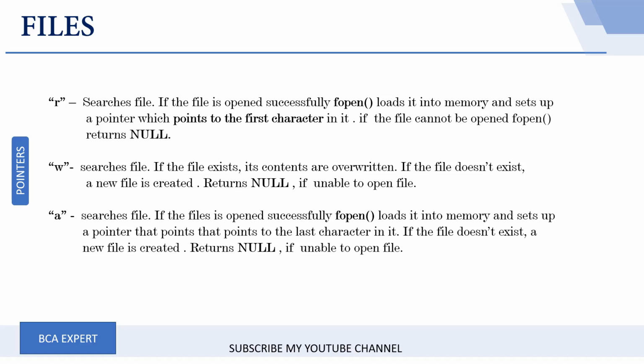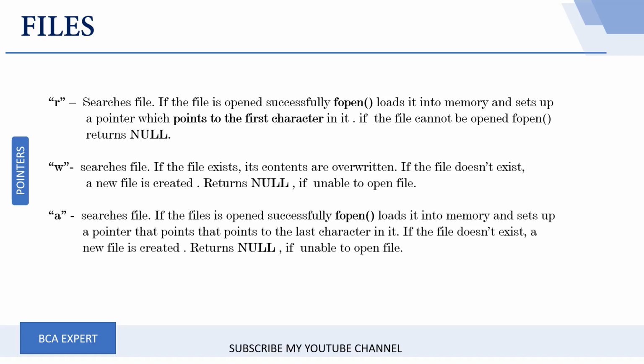Followed by that we have W. W just searches for the file. If the file exists, the content will be overwritten. If the file does not exist, then a new file will be created, and a null value will be returned if it is unable to open that particular file.